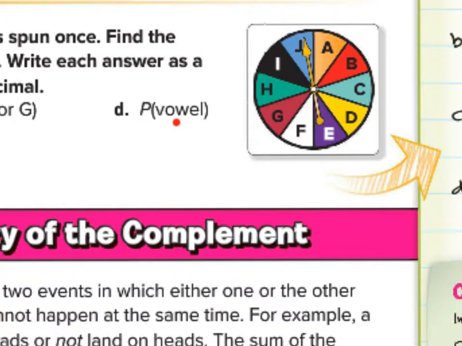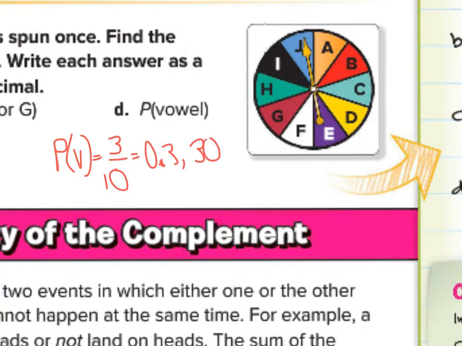Okay, probability of a vowel. A vowel is A, E, I, O, U. Here's A, 1, E, 2, I, 3. So there's only 3 vowels out of 10. So probability of a vowel, I'm just going to put V for vowel, is 3 out of 10, which is 3 tenths. We just write it as 3 tenths, that's a decimal, sorry, comma, multiplied by 100 will make it 30%, 30 out of 100.